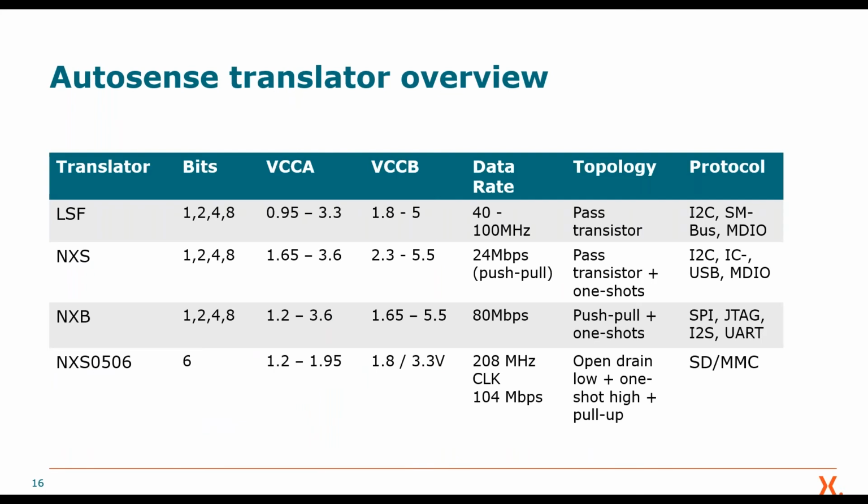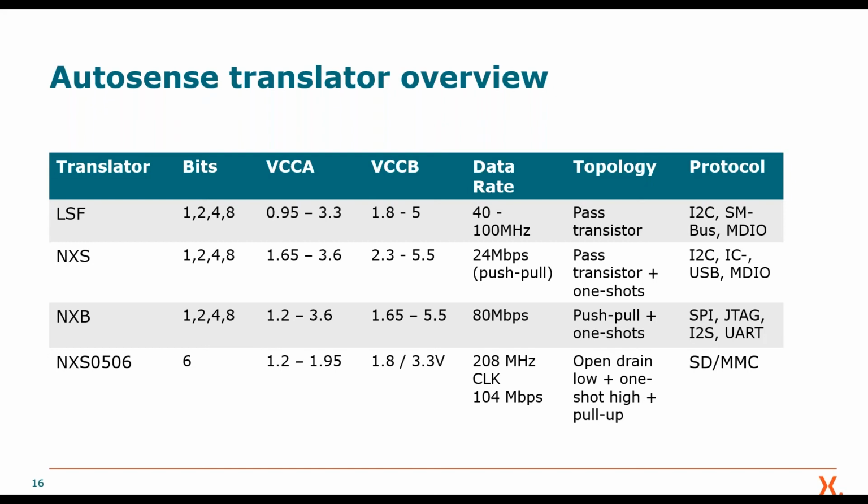For the AutoSense translators, which are relatively new in our portfolio, I've made an overview here. We can see the three AutoSense translators, which are general, and one, the NXS 0506, which is specifically used for SD card protocols. The first one, the LSF, is a simple pass transistor topology, and that requires external pull-up resistors and pull-up voltage sources. So it's kept relatively simple, but can be used with relatively high data rates, and it is extremely flexible. It doesn't have any active drive capability because it's just a pass transistor, but it's very handy and very smart.